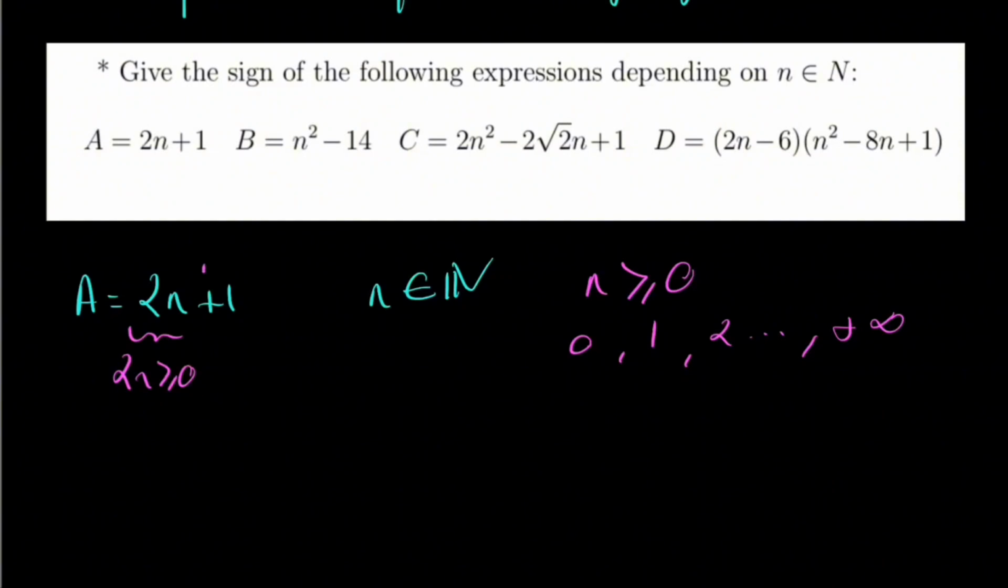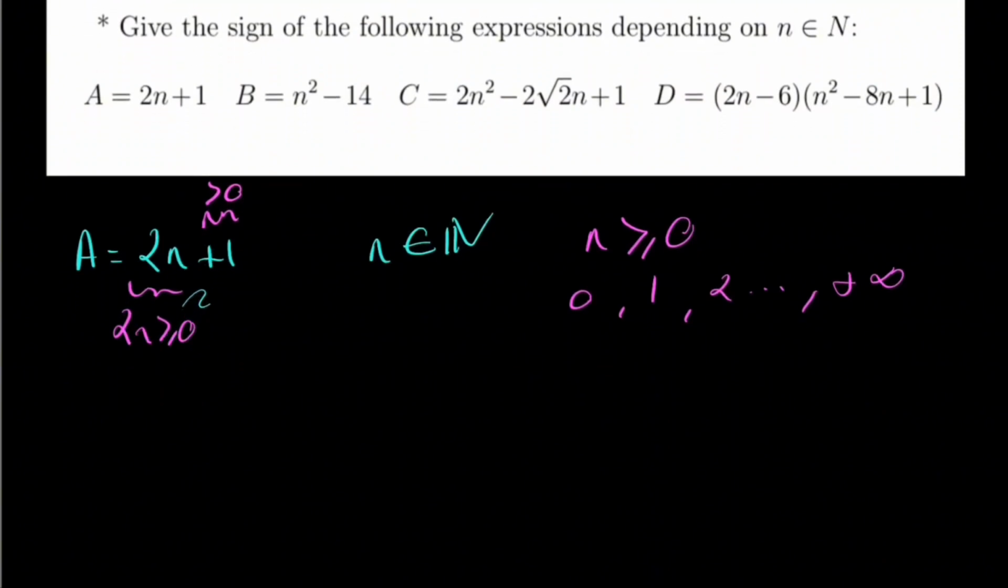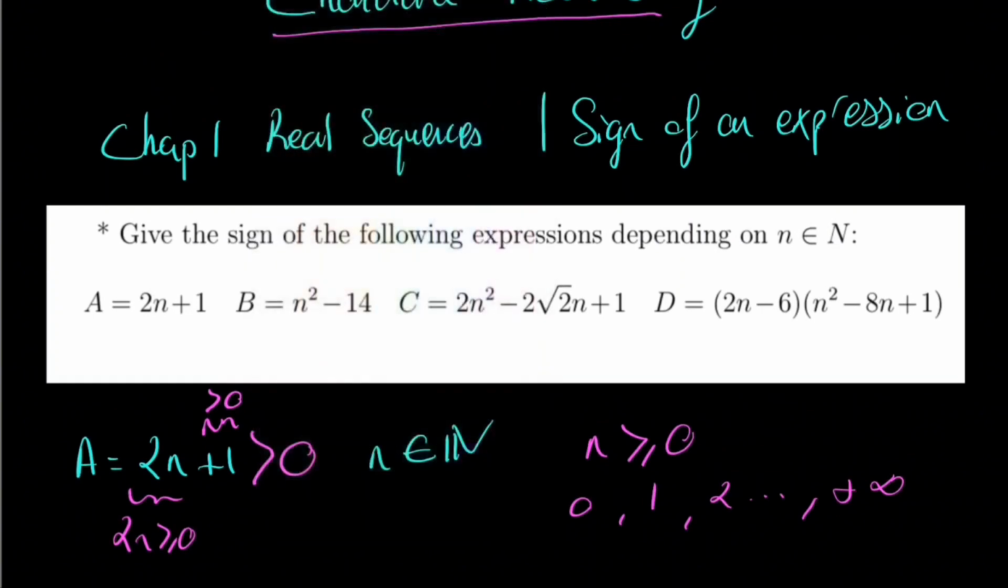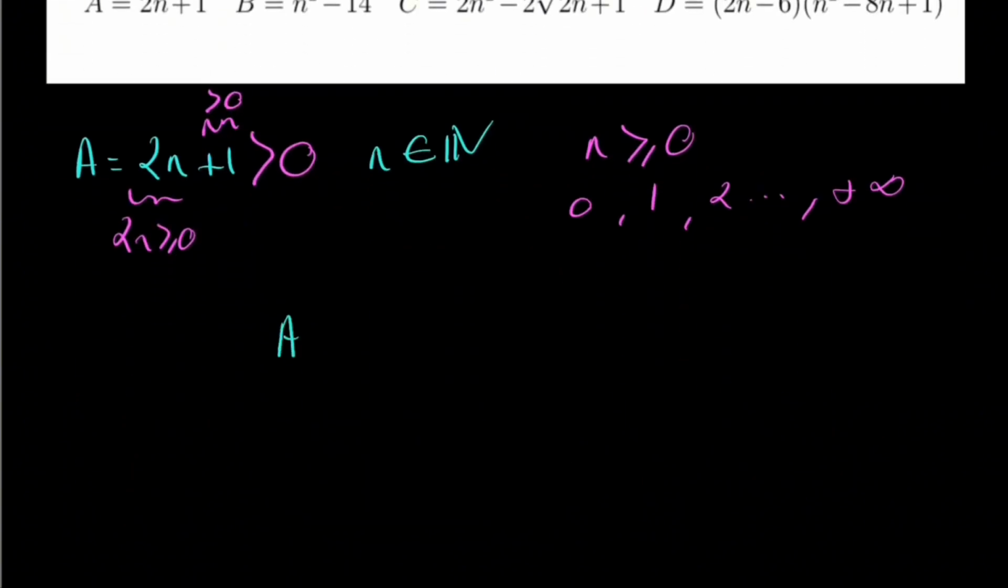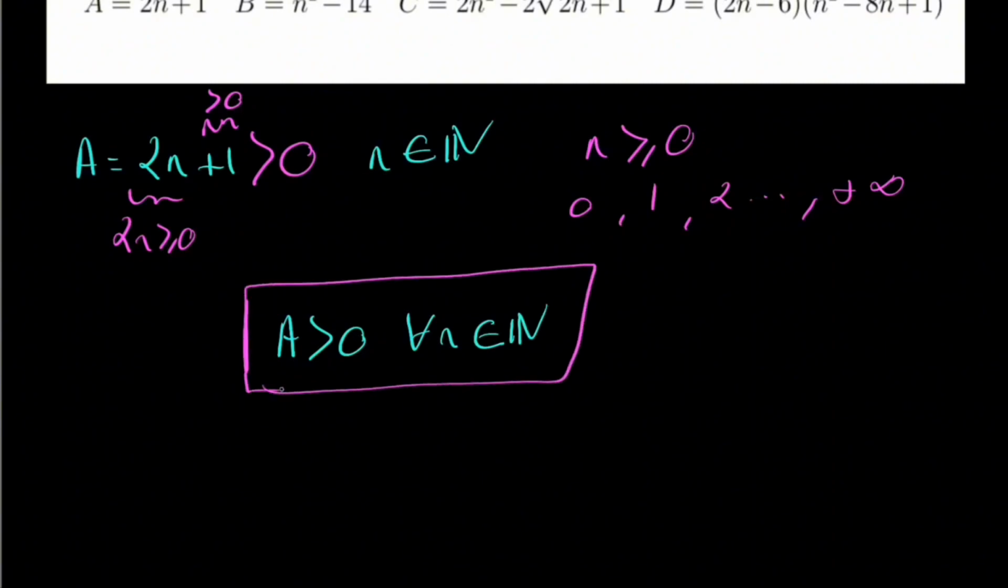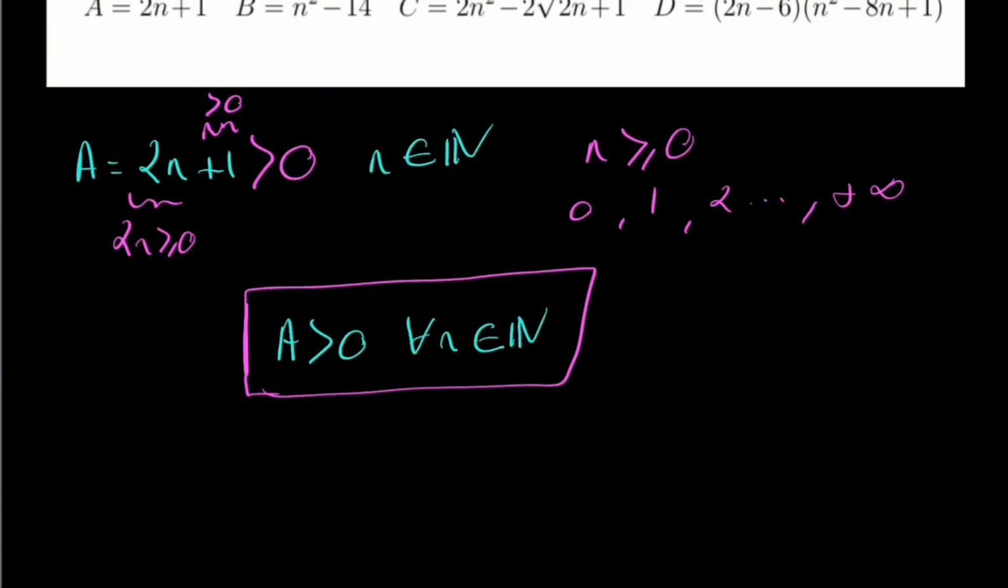And we've got 1 that is strictly superior to 0. So something that is superior or equal to 0 plus something that is strictly superior to 0 is something strictly superior to 0. So, in conclusion, we've got a strictly superior to 0 for all integers n. And we have solved the first part of the exercise.